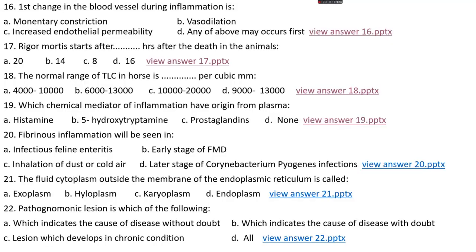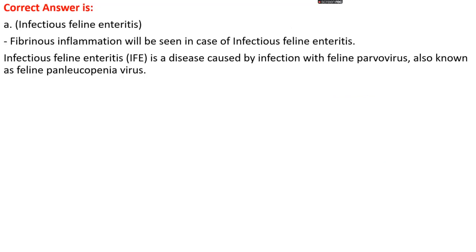Okay. Question number 20. Fibrinous inflammation will be seen in option A, infectious feline enteritis. Option B, early stage of FMD. Option C, inhalation of dust or cold air. Option D, later stage of Corynebacterium pyogenes infection. The right answer is option A, infectious feline enteritis. Fibrinous inflammation will be seen in case of infectious feline enteritis. This disease is caused by a parvovirus, feline parvovirus, also called feline panleukopenia virus.